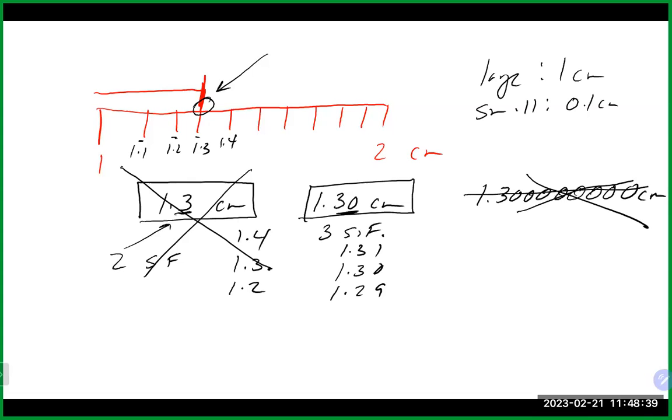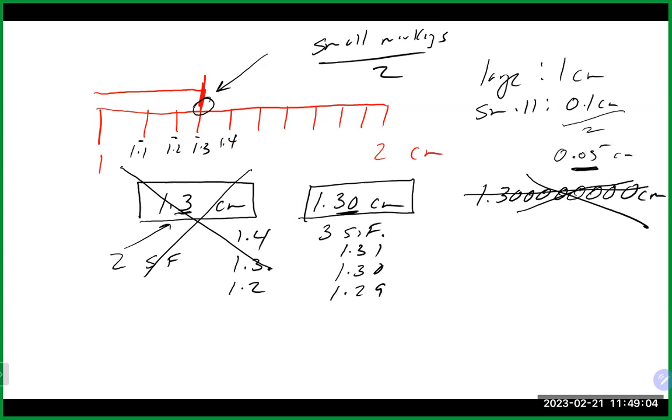So it's a very common mistake that people make. When it's right on the nose, we're just going to record the number and not worry about it. There is a way that you can figure out how far you could take the reading. If you're not sure, you basically take the smallest markings and divide it by 2, and that will tell you how far you take it. So if I take the smallest markings divided by 2, that's 0.05 centimeters.